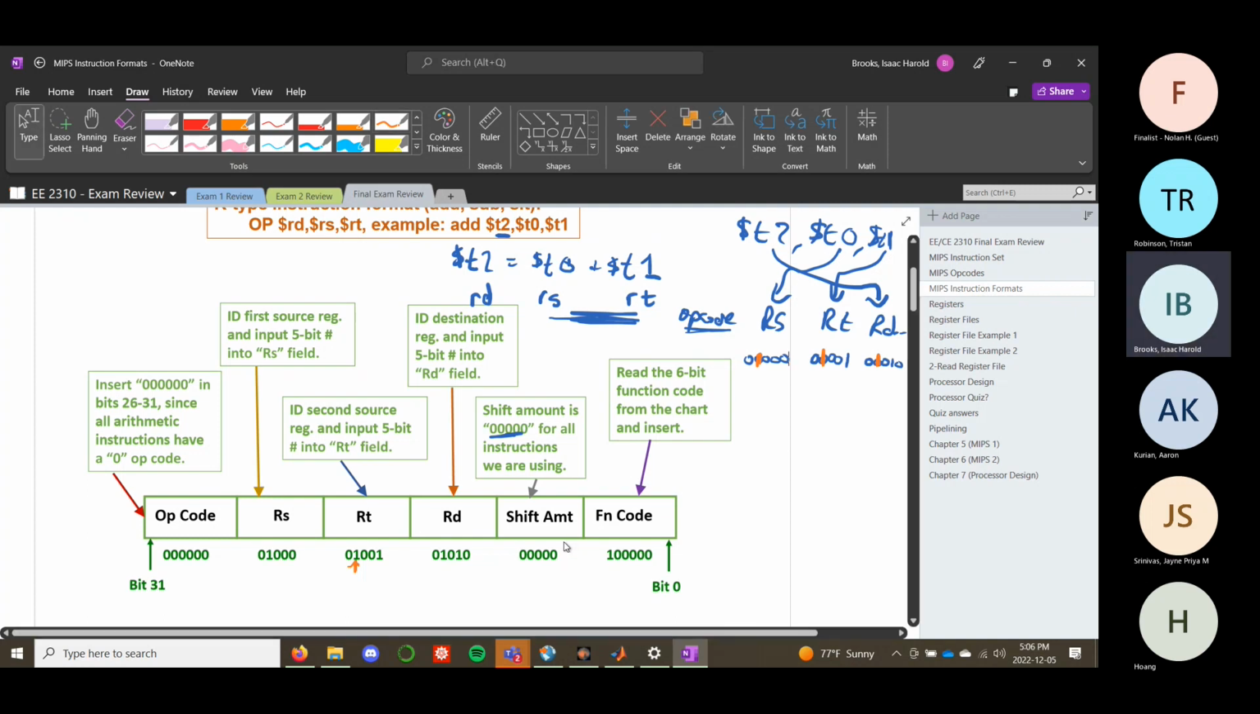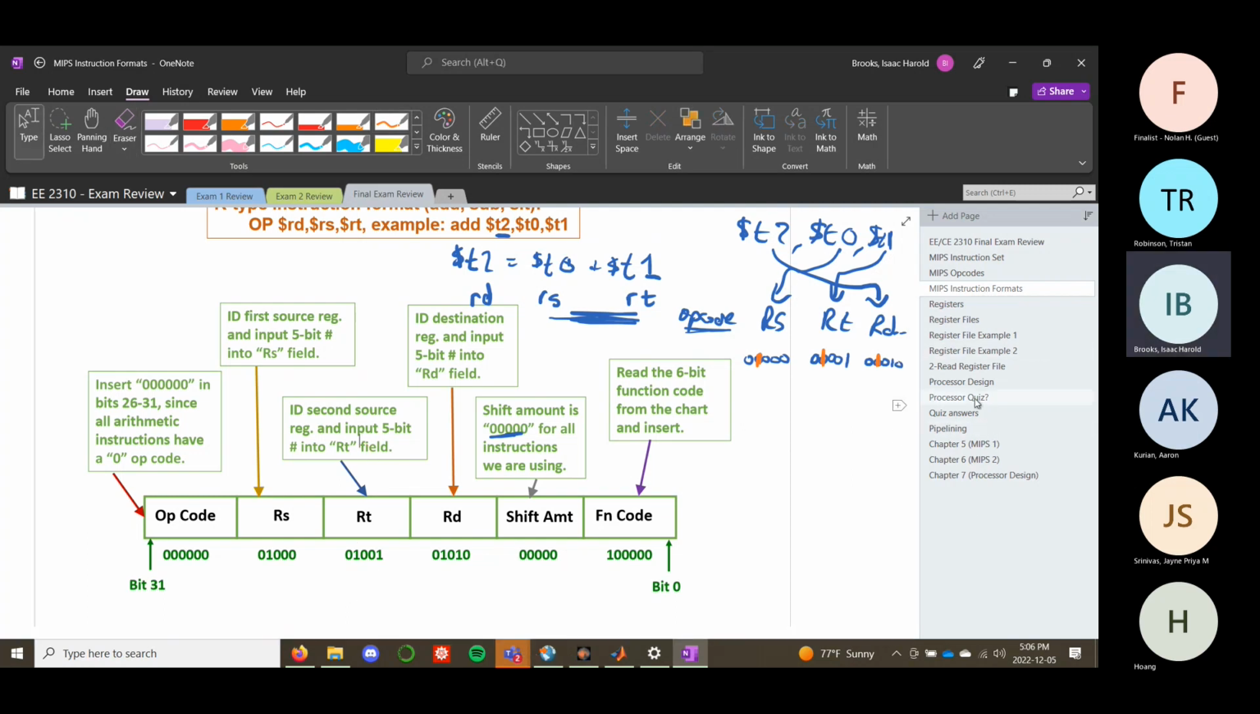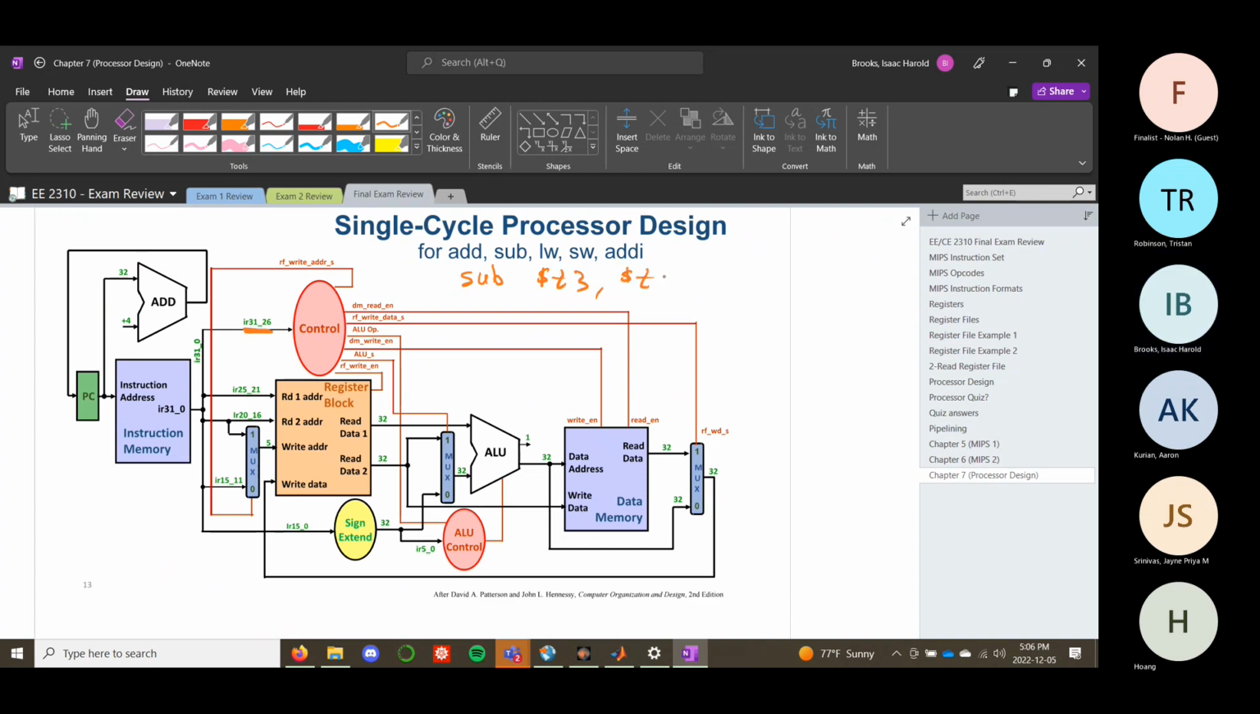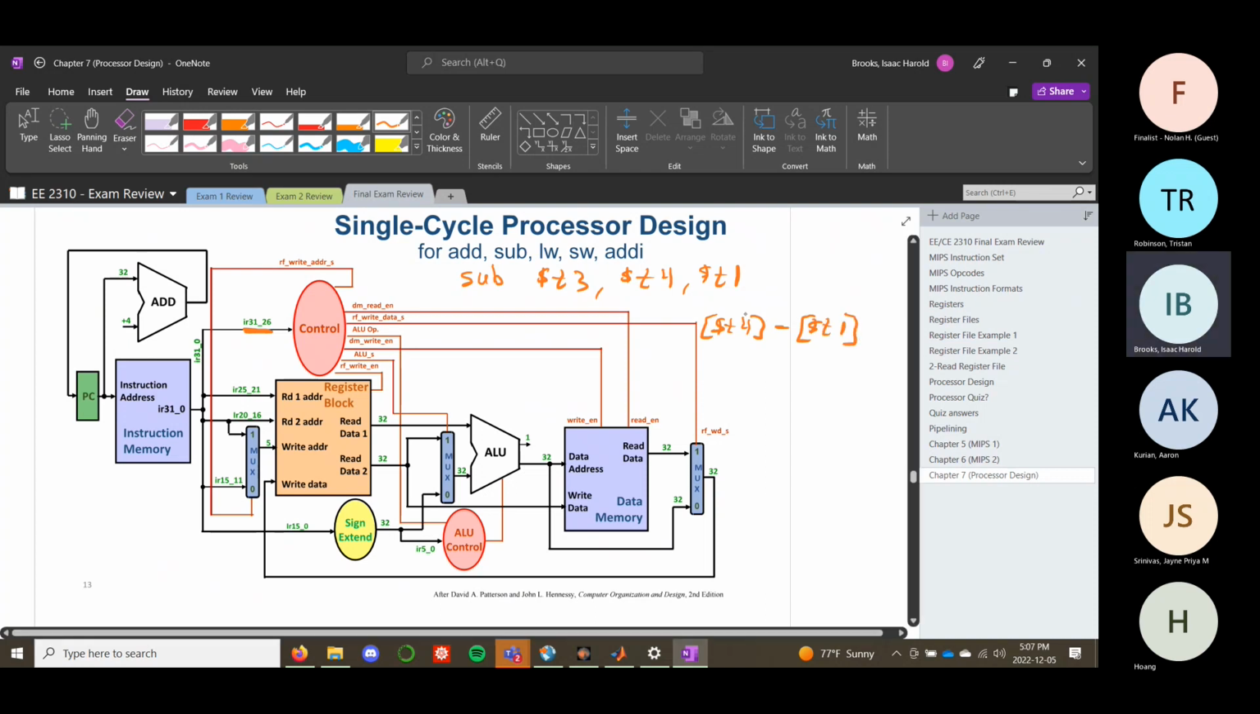You can do this one. Let's do a more complicated one, maybe one that isn't done for us. So let's do a sub. Let's say we're going to subtract. We're going to store this into T3, and it's going to be T4, T1. So this is going to say, I want to store into T3, T4 minus T1, right?